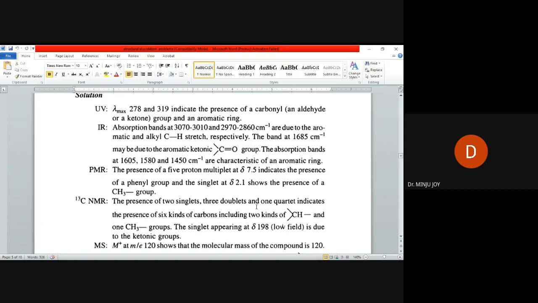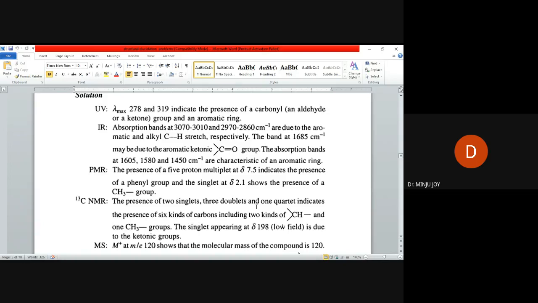And then proton NMR, the 5 proton multiplet at 7.5 usually indicates an aromatic ring with 5 hydrogens. So that means one position is substituted. In the aromatic ring there are 6 carbons; 5 carbons have hydrogen attached and one carbon has a substituent. Then the singlet at 2.1 shows the presence of a CH3, because it is 3 hydrogens, so it will be a CH3 group.